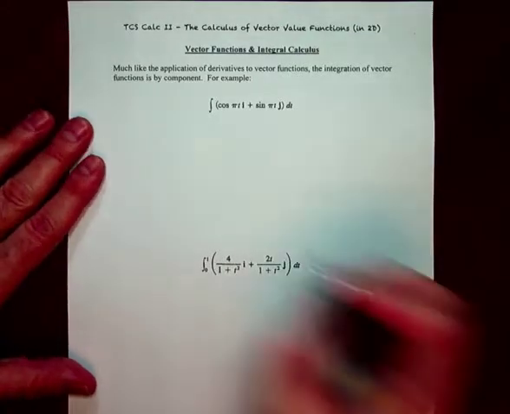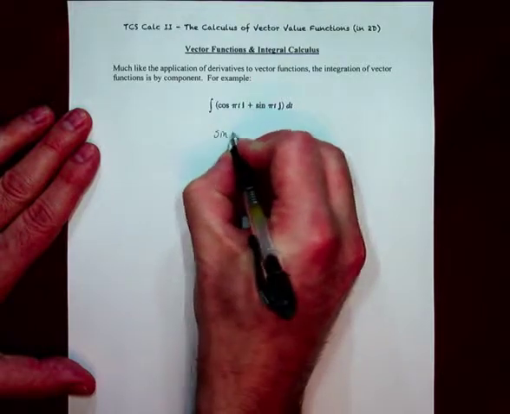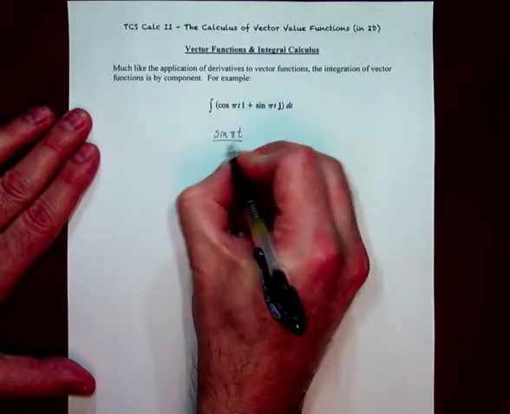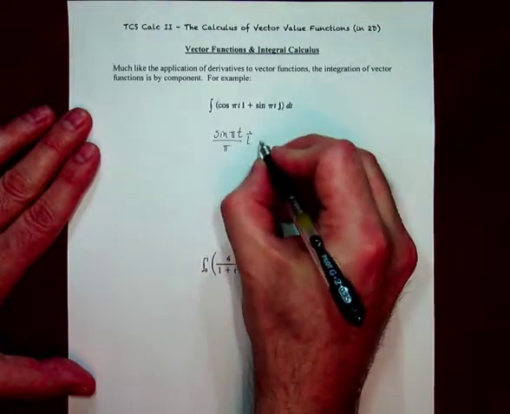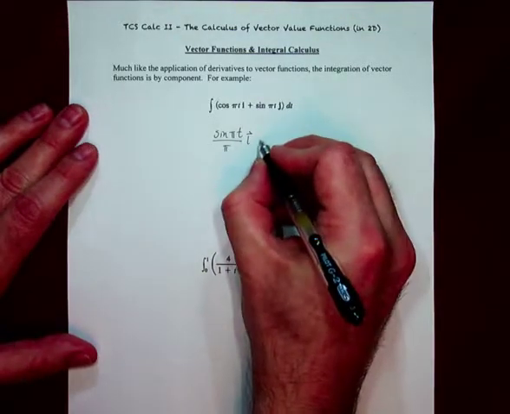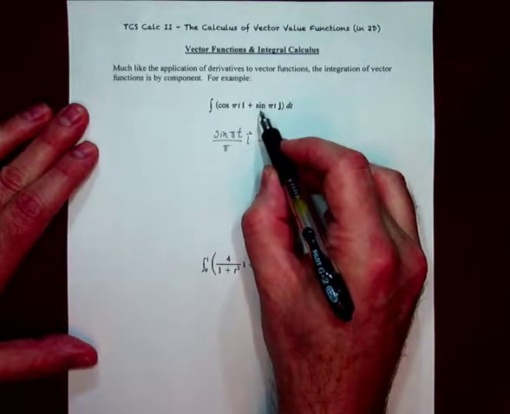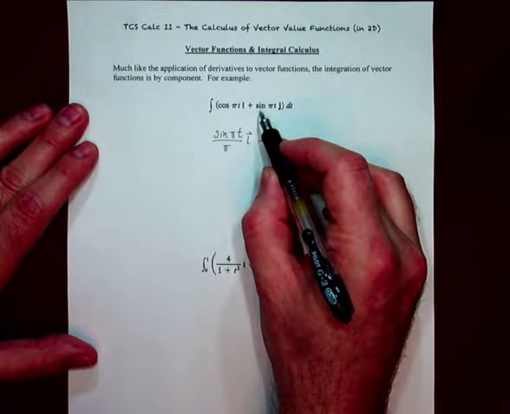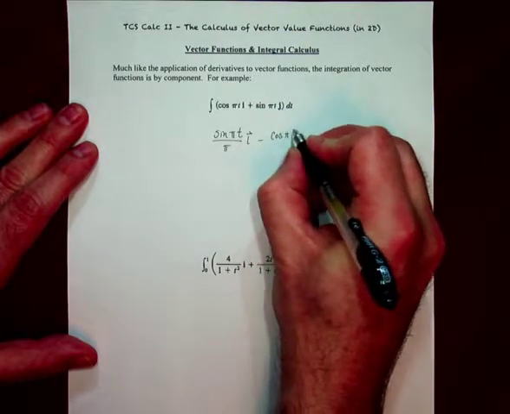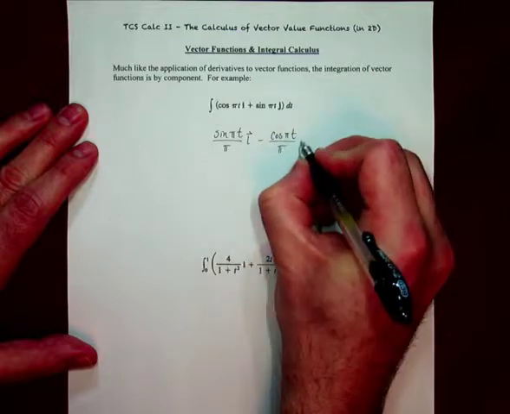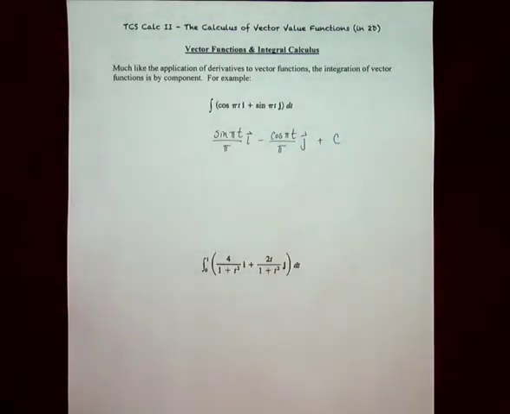And so if we're doing this first one, basically we have sine of pi t divided by pi i, and it's the i component, that's the horizontal component. And then this next one, sine is the derivative of negative cosine. So this next one is negative cosine pi t, also over pi j, plus c, right? It is an indefinite integral.